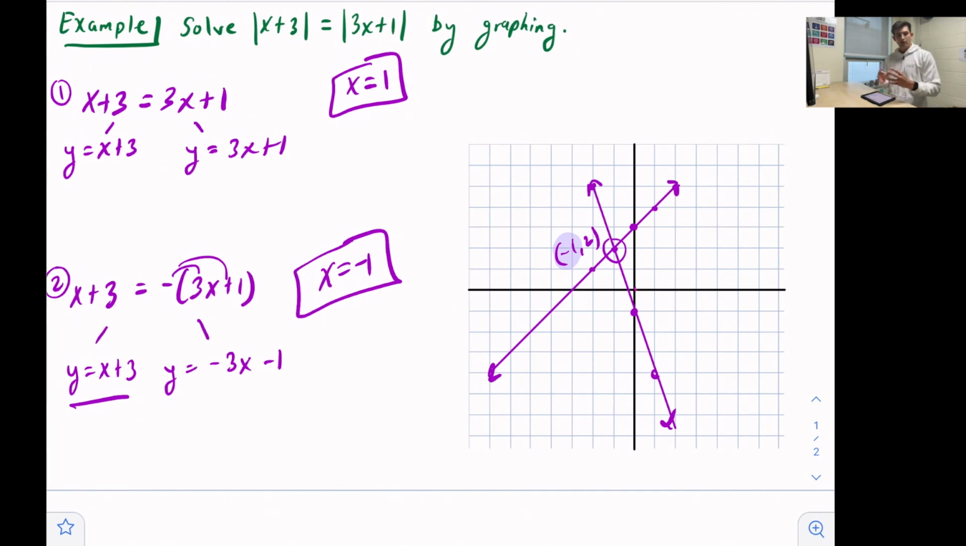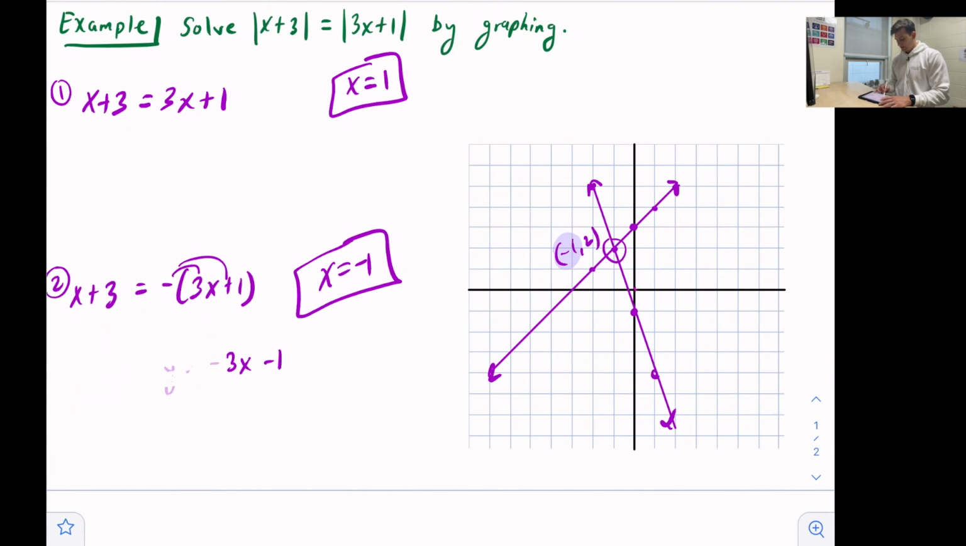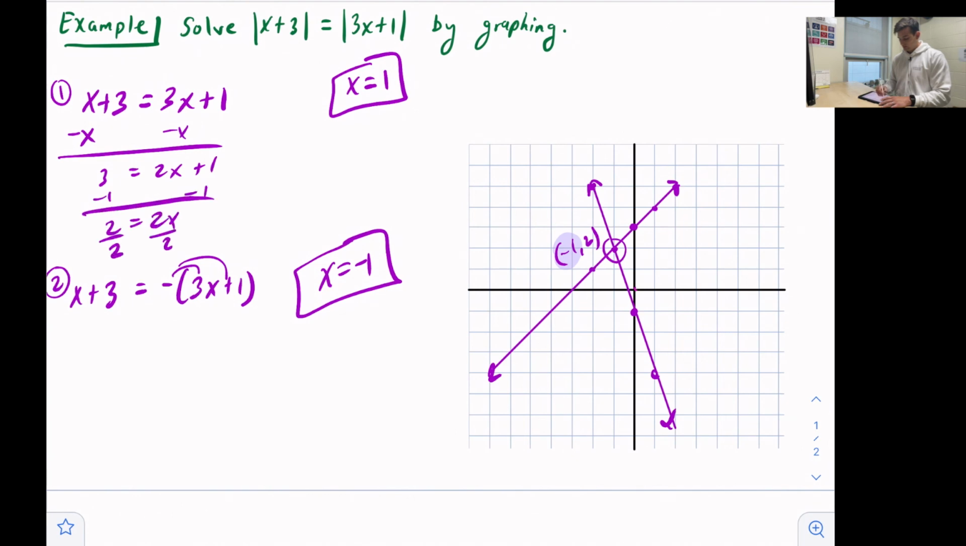All right, so how could we check our work by just solving the equation? Let's go back to the two equations that we had. Let's take away the two equations that we wrote so that we can graph it, and let's just solve what we see. Okay, so let's subtract x here. So we have 3 equals 2x plus 1. Let's subtract 1. 2 equals 2x. We divide by 2, and we get x equals 1, which is what we had from our graph.